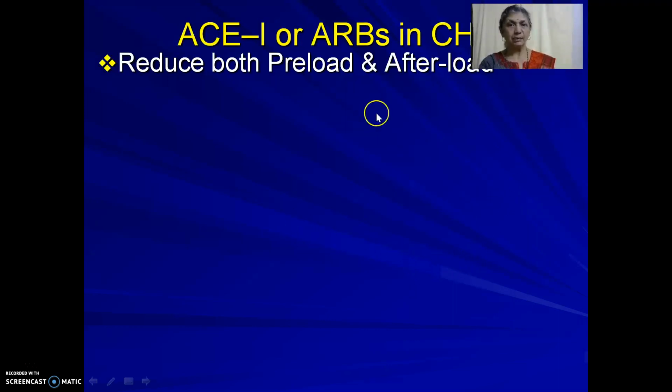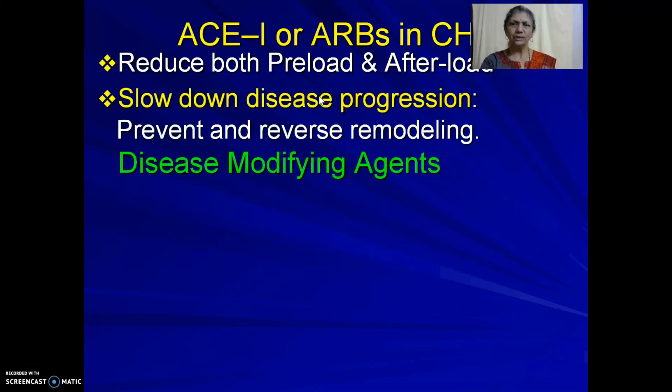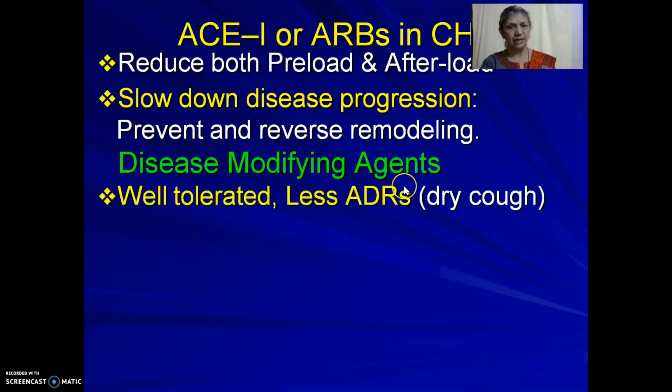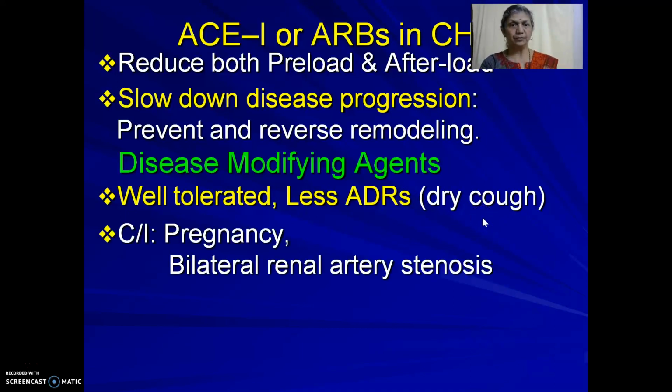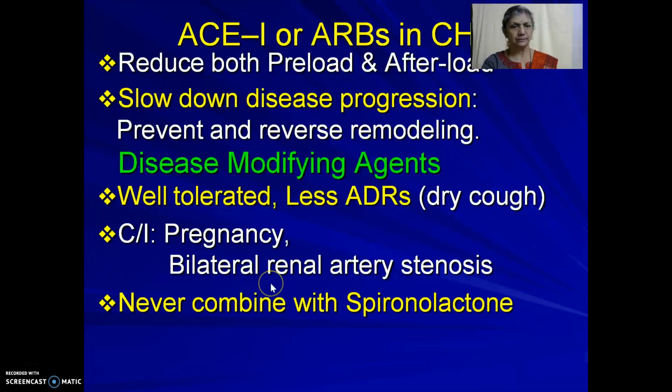Thus, ACE inhibitors or ARBs in CHF reduce both preload as well as afterload. They slow down the disease progression by preventing and even reversing remodeling. So they are called disease modifying agents. They are well tolerated with less adverse effects. The only adverse effect to remember is dry cough. They are contraindicated in pregnancy, and that must be remembered. They are also contraindicated in patients with bilateral renal artery stenosis.